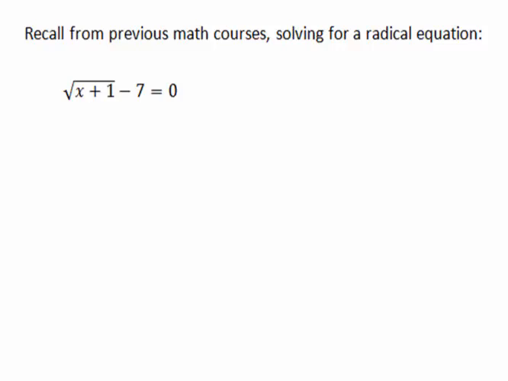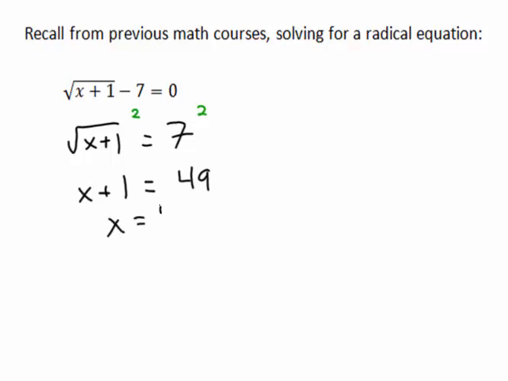And we've done this in previous courses. Remember, what we want to do is get the radical by itself by just moving whatever is not a radical to the other side, and we'll get root x plus 1 equals 7. And then at this point, now we can square both sides. And when we square both sides, we'll get rid of that square root, that radical, and get x plus 1 equals 49. Moving the 1 to the other side, we'll get x equals 48.